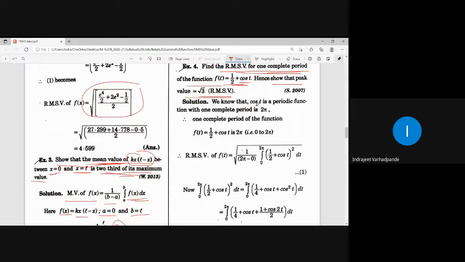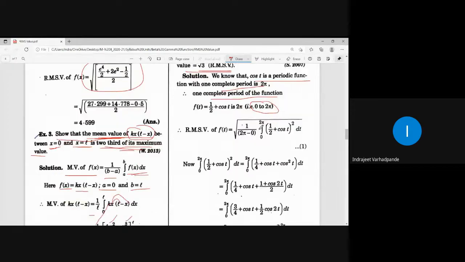So we know that cos t is a periodic function with one complete period as 2 pi. Therefore, for one complete period of a function, the range is 0 to 2 pi. So RMS value of the given function f of t will be under root of 1 upon 2 pi minus 0, integral 0 to 2 pi, half plus cos t whole square dt. Now inside the square root sign, it is difficult to solve the integral. So what we do, we exclusively take this integral outside and simplify it.